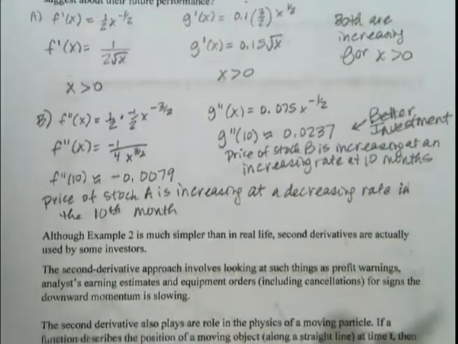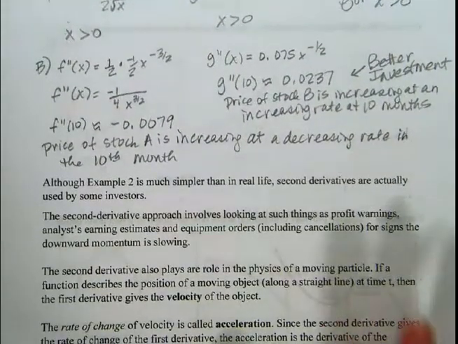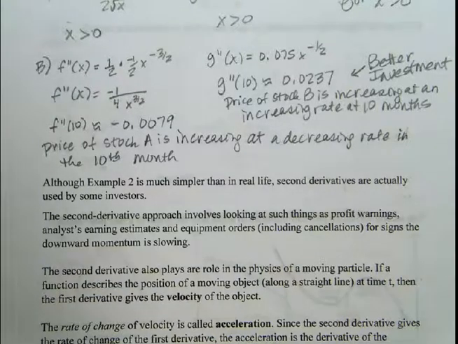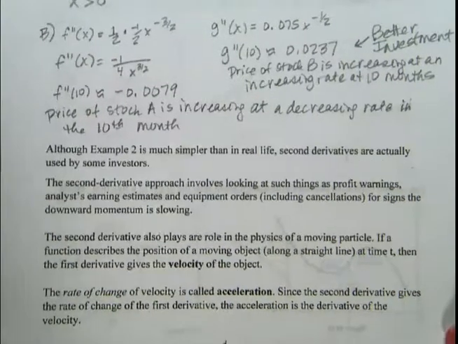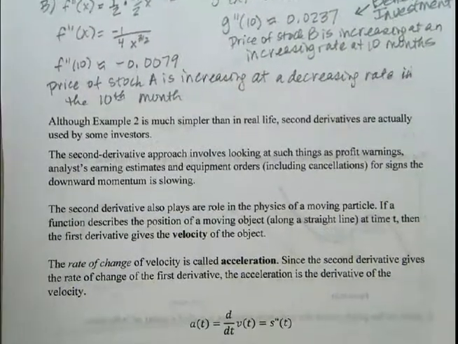Now, although example 2 is actually much simpler than real life, believe it or not, second derivatives are actually used by investors also. So the second derivative approach involves looking at such things as profit warnings, analysis earning estimates, equipment orders, including cancellations for signs of the downward momentum slowing. So it's used a lot on Wall Street. It's important to do this. If you plan on going into business, having money one day, you need to know how to make good investments, and using these math skills could potentially help you earn money in the future.